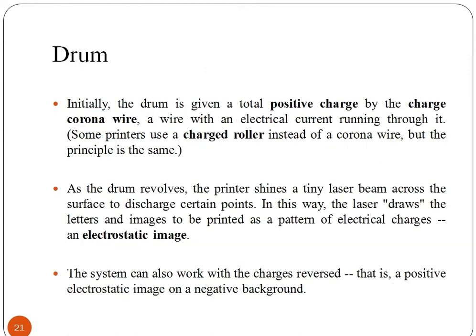For understanding the working of a laser printer, let's understand the function of the drum. The drum is given a total positive charge by a charged corona wire, a wire with an electrical current running through it. The laser draws the letters and images to be printed as a pattern of electrical charges, which is an electrostatic image. The system can also work with the charges reversed, that is, a positive electrostatic image on a negative background.